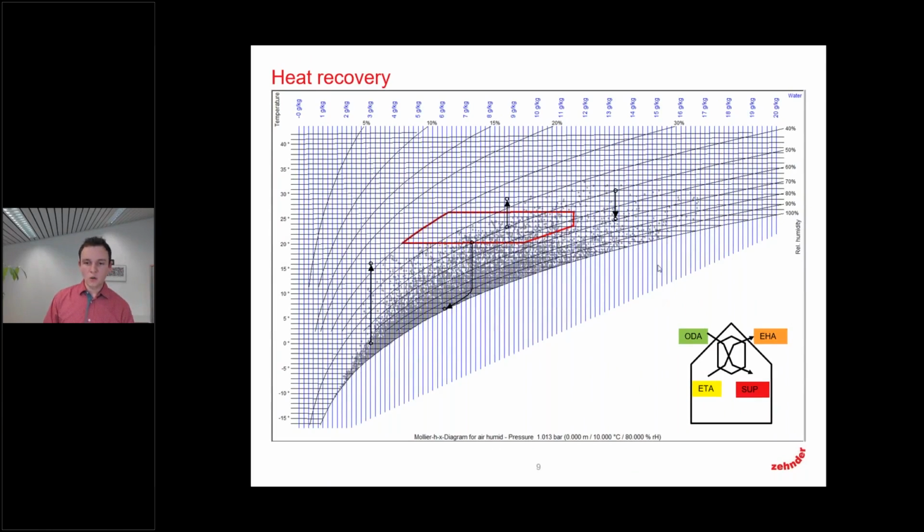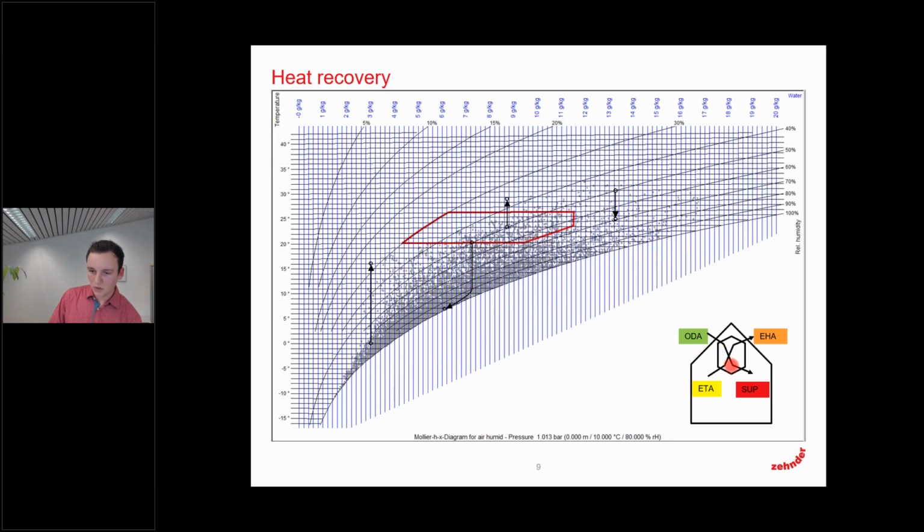Yeah, okay, now you've got some insights, but we will go into more detail now. So here you can see the HX diagram. Before we start, I would like to point out the different air streams we have in a ventilation system and what their terminologies are. If you look at the bottom right corner, you can see a house, and there we take in the outdoor air.